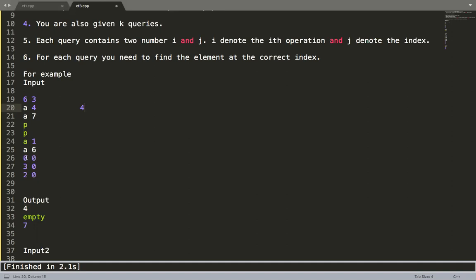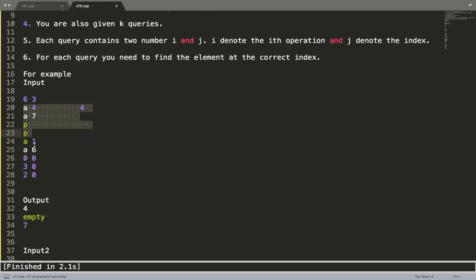Correct. Now the second query says, after the third index operation, it means after the fourth operation, what is the value at 0? I know after the fourth operation, the queue is empty at this position, because I have already shown 4, 7, then 7 popped. So I'm going to write empty.